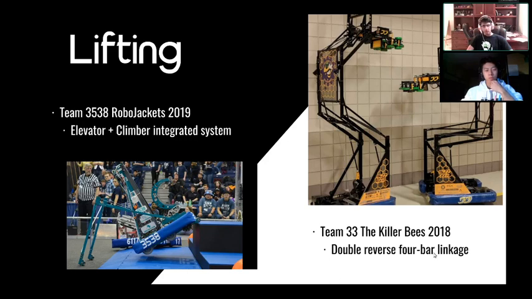Another cool lifting mechanism is Team 33, the Killer Bees, in 2018, where they did this really cool double reverse 4-bar linkage to lift. The game that year was to pick up yellow cubes and put them on a seesaw type thing. They had this really cool array of beams and pivots to do it.